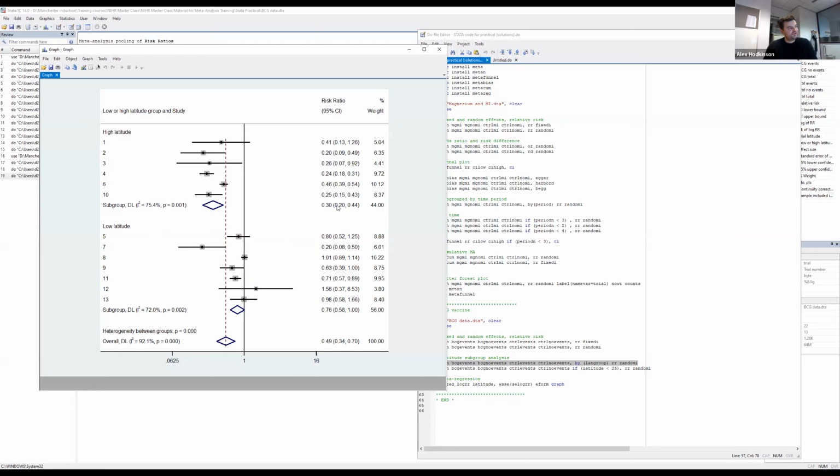And interestingly, here you can see there is quite a significant difference in the findings. We've seen a big reduction in tuberculosis infection in high latitude countries, but we've seen a reduction in low latitude countries that is not statistically significant, because the upper confidence interval limit overlaps with 1. That's a really key finding for this analysis.